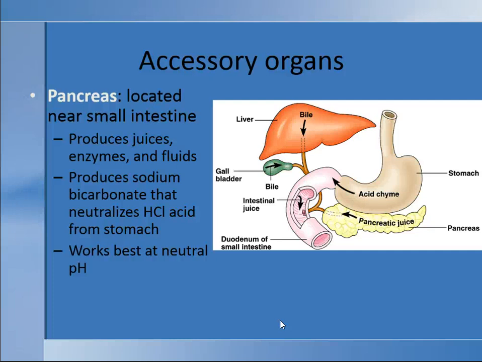Okay, now what about the accessory organs? You have to produce all of these fluids and enzymes and stuff like that. So the pancreas is the first one we want to talk about. It's actually right here underneath the stomach. It's very exciting. Here's the liver, here's the gallbladder, so there are those three. The pancreas produces the pancreatic juices that we talked about before, the pancreatin, stuff like that.